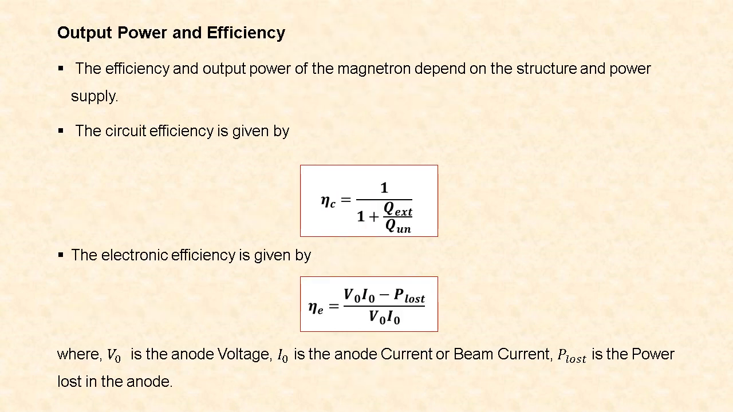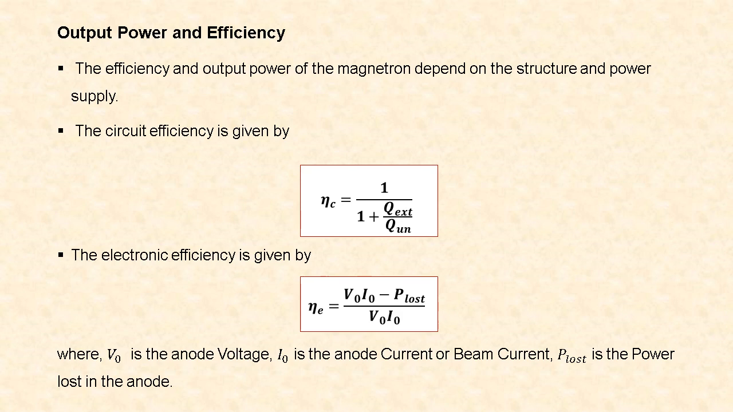Next, let us see the output power and efficiency. The efficiency and output power of the magnetron depend on the structure and the power supply. The circuit efficiency of the magnetron is given by eta C is equal to 1 by 1 plus Q ext divided by Qun. Here Qext is the external quality factor and Qun is the unloaded quality factor.